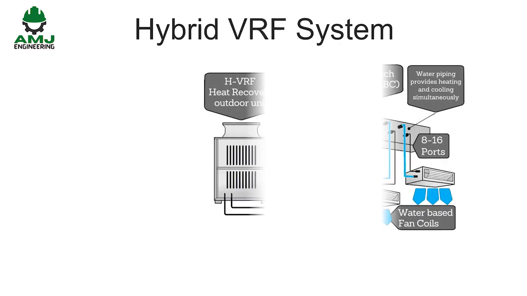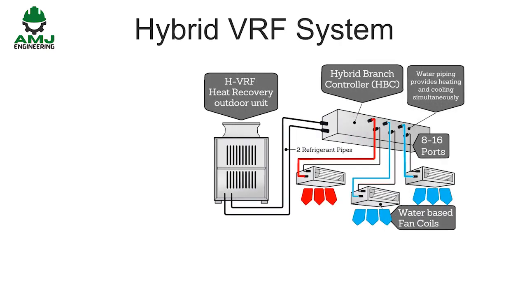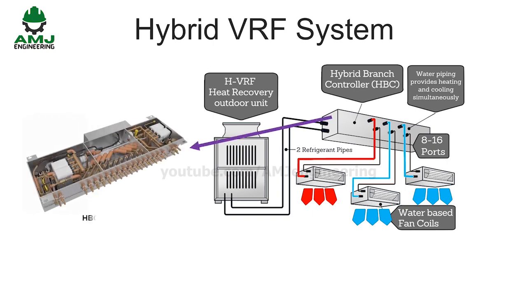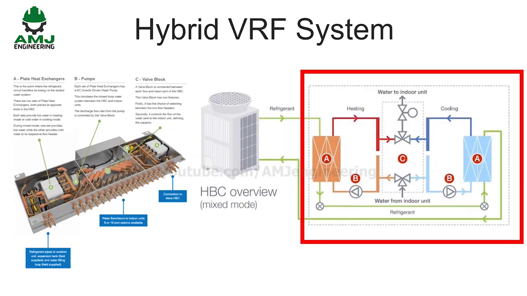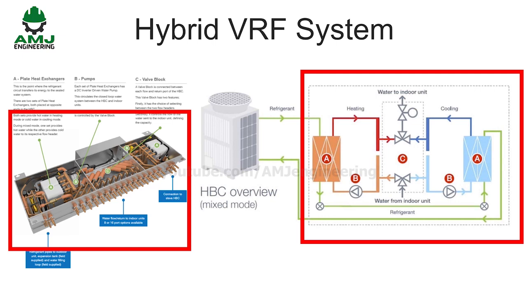Our last section is about hybrid VRF systems. Hybrid VRF is a unique two-pipe heat recovery VRF system that replaces refrigerant with water between the hybrid branch circuit controller and the indoor units. At the center of the system is the hybrid branch controller, HBC, which is connected to the outdoor heat recovery unit via traditional refrigerant piping. On your right hand is a simple illustration of this HBC unit.